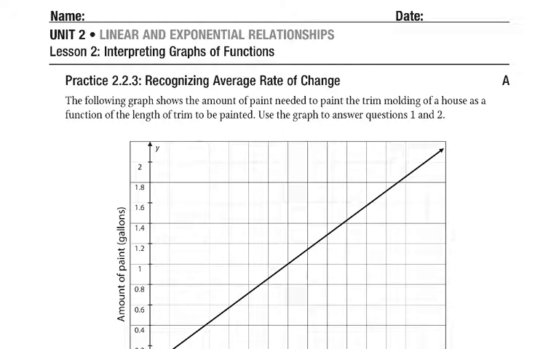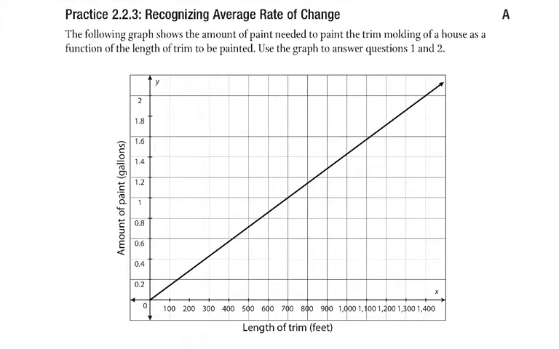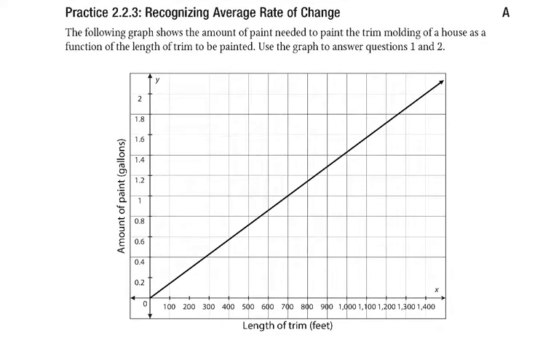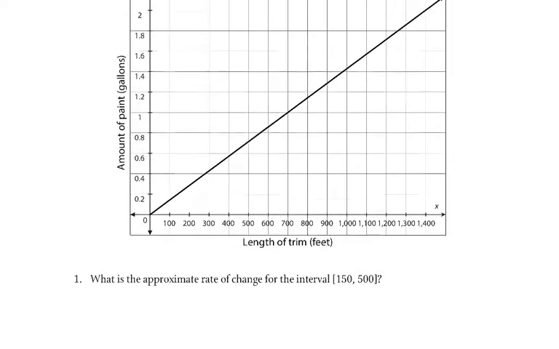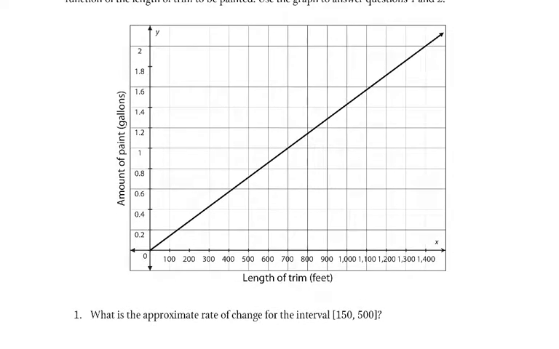Alright guys, here we are taking a look at this practice 2.2.3, recognizing average rate of change, and this is the A version, whereas the other one was the B. The following graph shows the amount of paint needed to paint the trim molding of a house as a function of the length of trim to be painted. Use the graph to answer questions 1 and 2. So we're finding that rate of change, which in a linear equation like this one is essentially its slope.